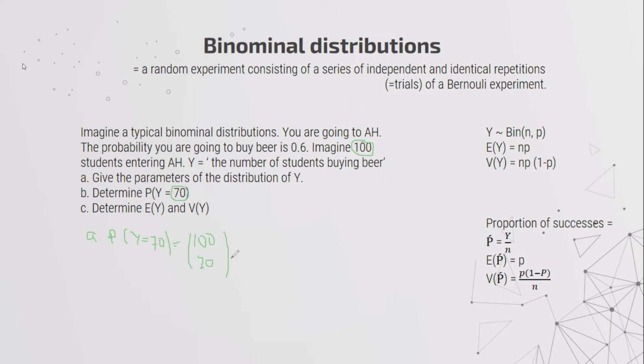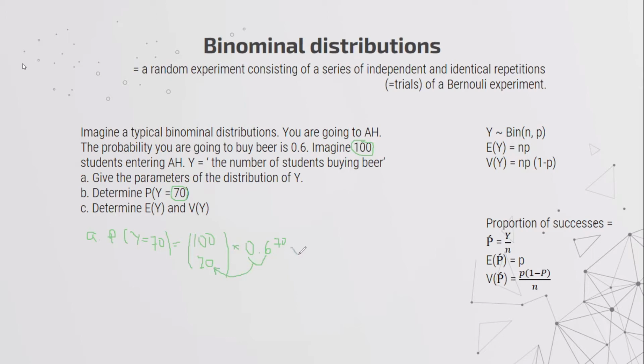What we should do next, we have to multiply by the probability of buying beer, which is 0.6. But here we have to be careful because we have 70 students buying a beer. So 0.6 won't be to the power of 1, but it should be to the power of 70, because that probability goes for those 70 students that buy a beer.